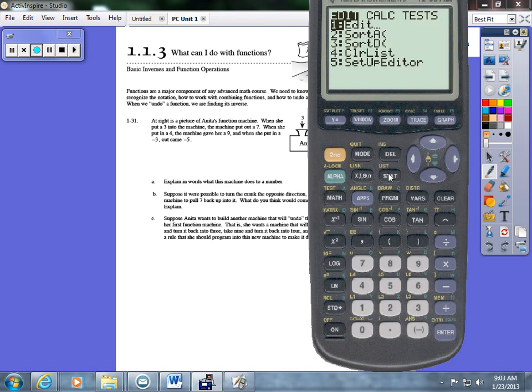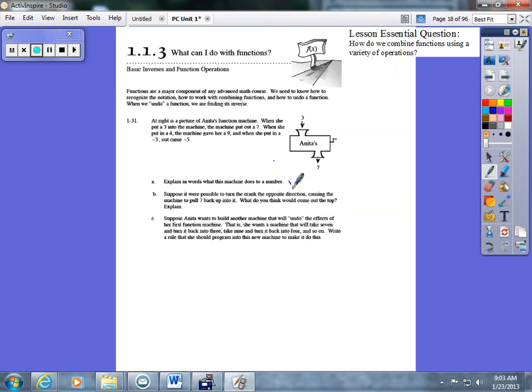So stat, calculate, linear regression, enter. Tell it where to look. So second L1, comma, second L2, enter. And we get our equation, y equals 2x plus 1. So explain in words, it's multiplying my number by 2. So my number times 2 plus 1.